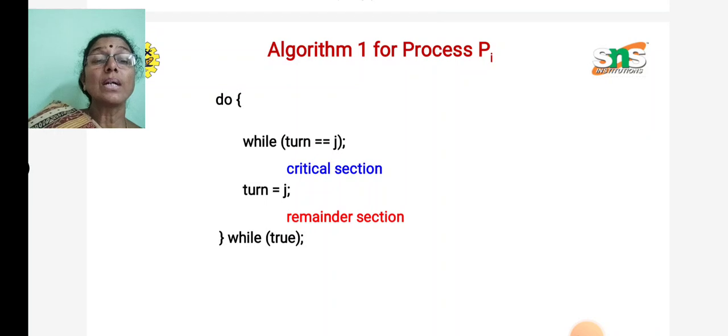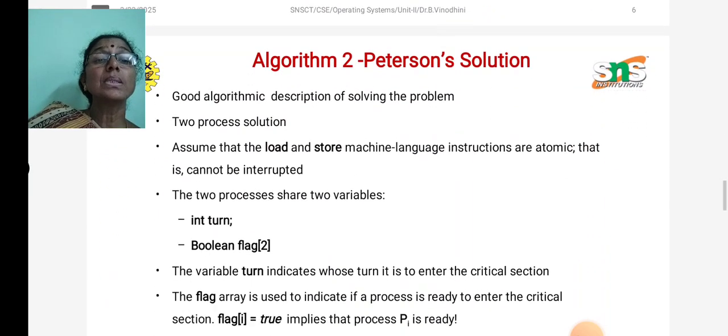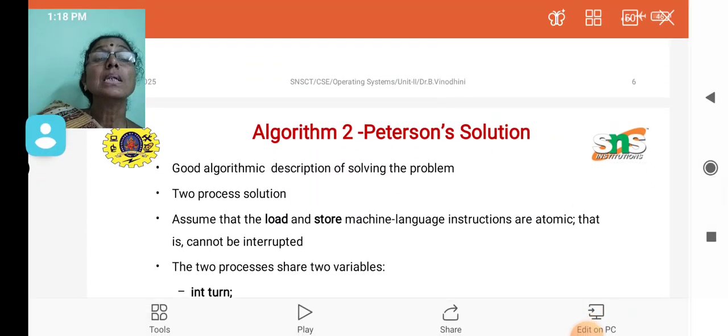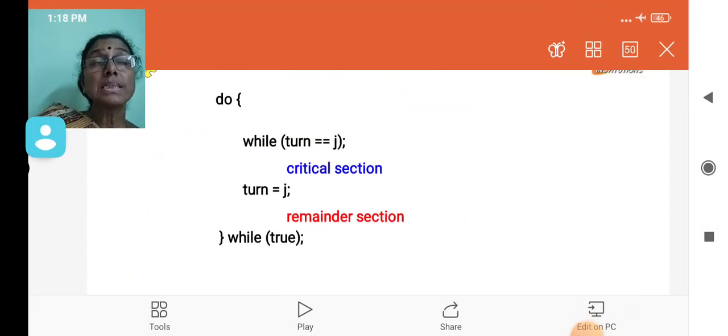Peterson solution has the variable turn and a boolean variable flag. Turn means which process wants to enter the critical section next, and the flag is a boolean value that can be either true or false. If the flag value is true, it means that process is ready to execute in the critical section. Suppose you have two processes, P1 and P2.